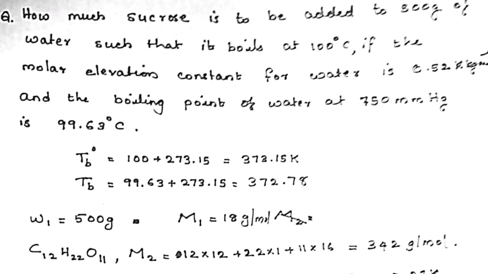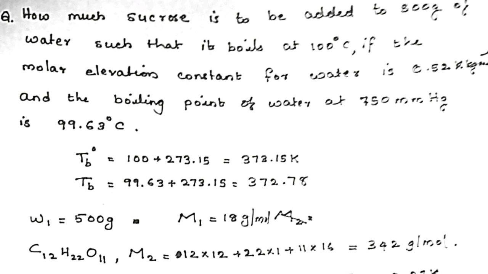99.63 degrees Celsius is given in Celsius only, so we have to convert that into the Kelvin scale. So 99.63 plus 273.15 is equal to 372.78 Kelvin, that you have to write here, Kelvin also. Then what is the thing given? W1 is given as 500 gram.